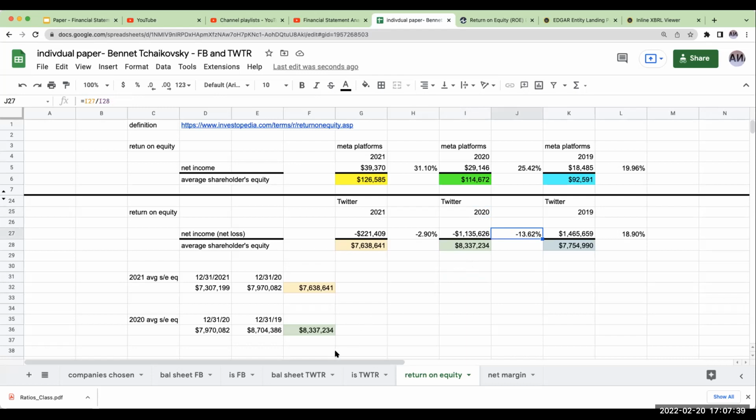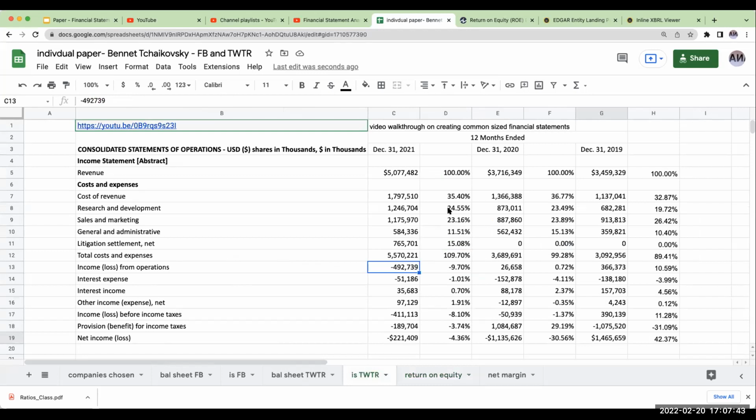Now, if we want to look at the income statement of Twitter, what happened between December 31st, 2019 and December 31st, 2020? Well, their revenues went up slightly. Their cost of revenue went up. Their research and development went up. Their sales and marketing slightly went down. Their G&A slightly went down.